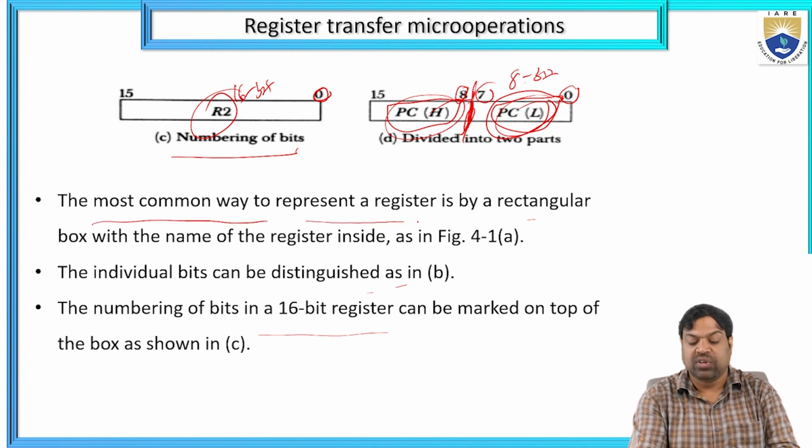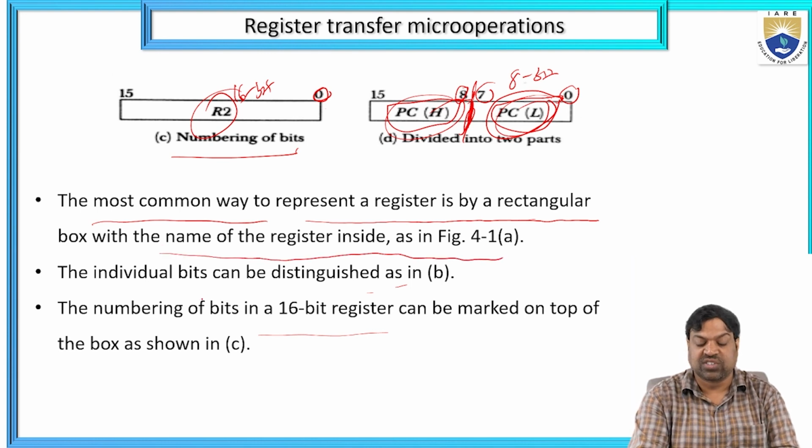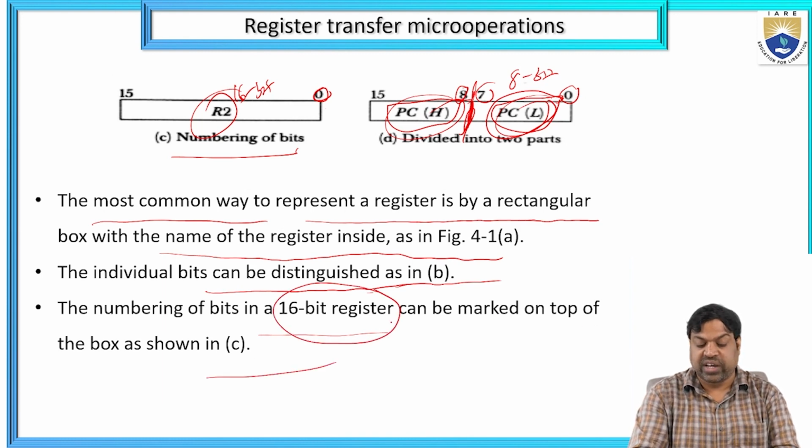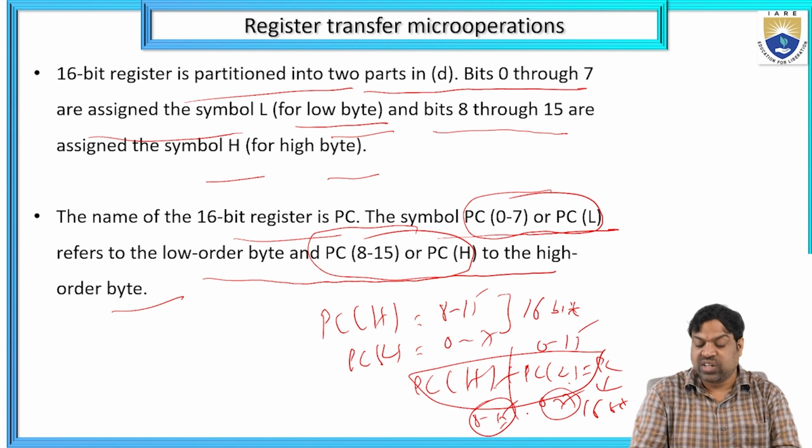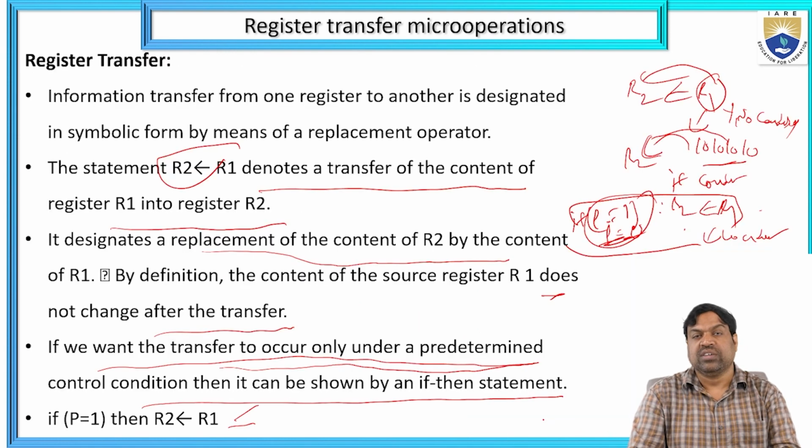And the most common way to represent a register is by a rectangular box with the name of the register. And the individual bits can be distinguished. The numbering of bits for 16-bit registers can be marked like this. Here, PC(L) is 0 to 7, PC(H) is 8 to 15. So PC equals PC(L) plus PC(H), 0 to 7 plus 8 to 15. That is a 16-bit register.